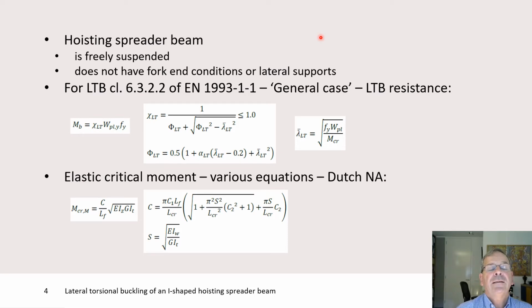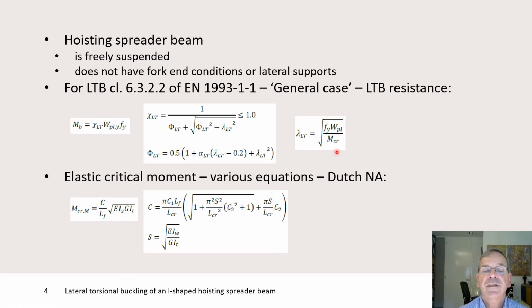Should they have had that, then we would have had design rules to cope with it. But they don't have end fork conditions nor lateral supports. For lateral torsional buckling, I use the equations as given in the Eurocode, namely the general case, which are the equations you see here. And this gives you a KLT value with which you can calculate the lateral torsional buckling resistance MB. In this equation goes the relative slenderness for which we need the elastic critical moment.